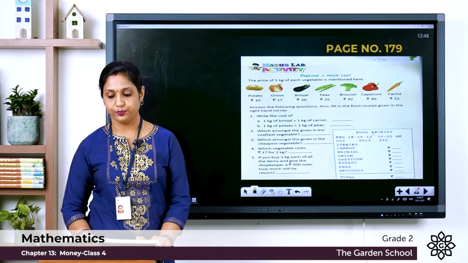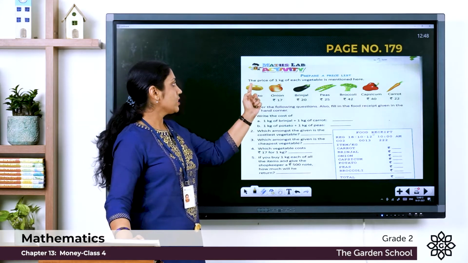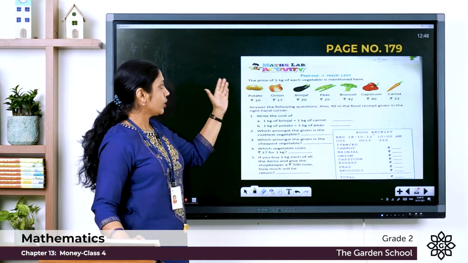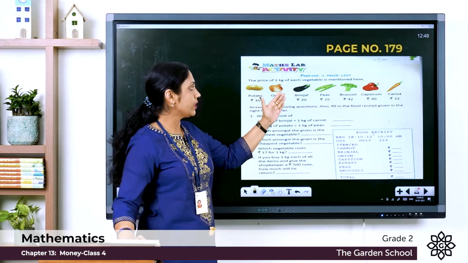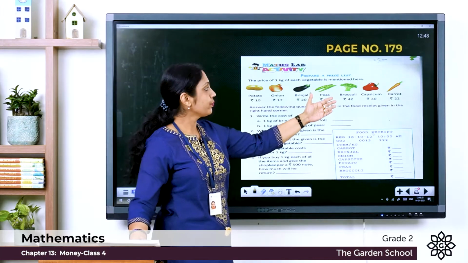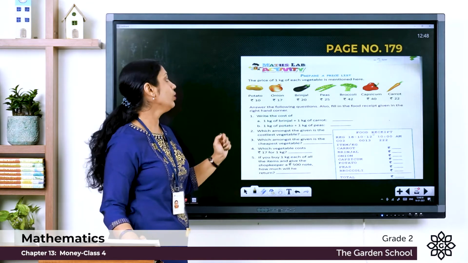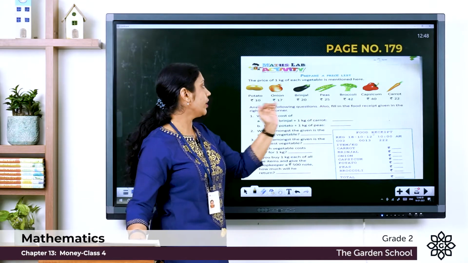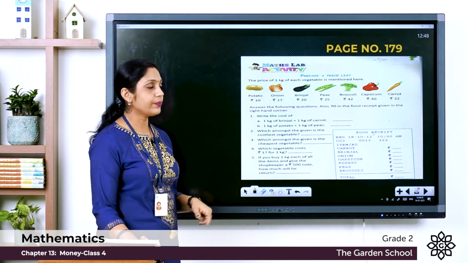Max Lab activity. So here, prepare a price list. You can see the price of 1 kilo of each vegetable is mentioned here. So here, potato rupees 10, onion rupees 17, brinjal rupees 20, peas rupees 25, broccoli rupees 42, capsicum rupees 40 and carrot rupees 22. Now answer the following questions. Also fill in the food receipt given in the right hand corner. So we have to answer these questions. Let's look at the first question.